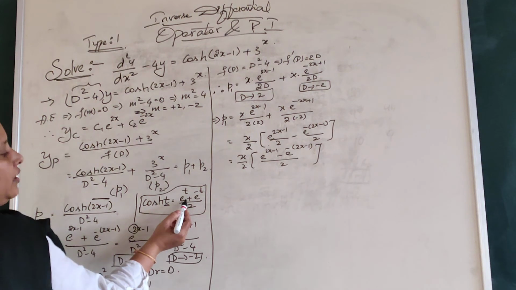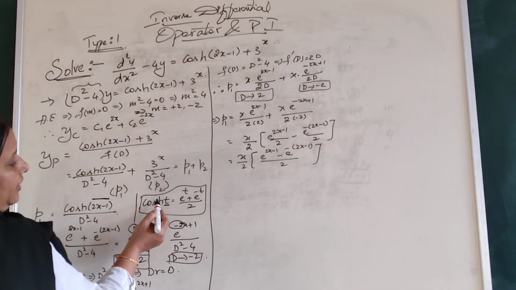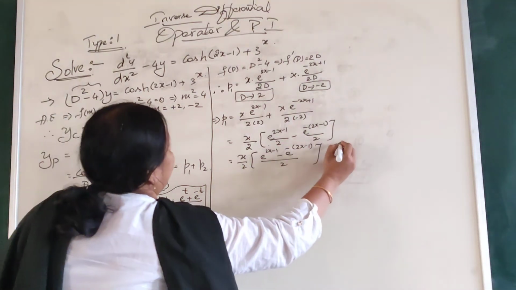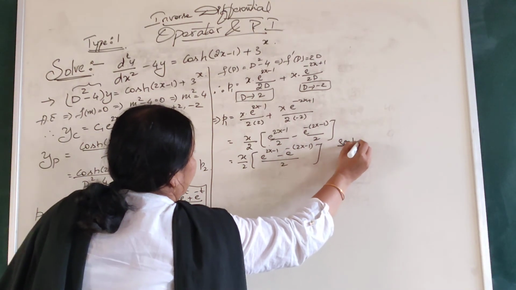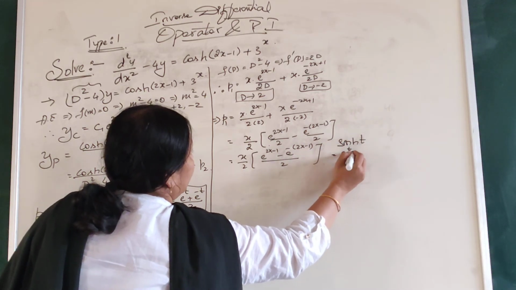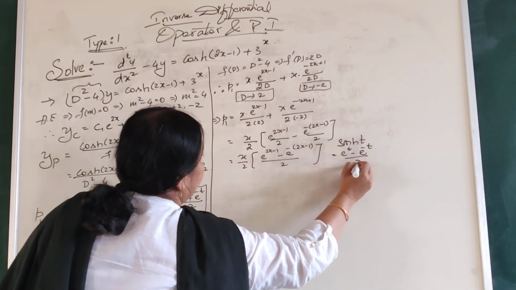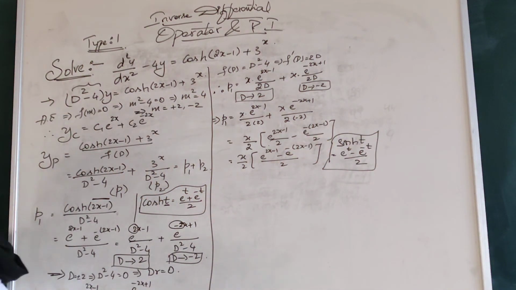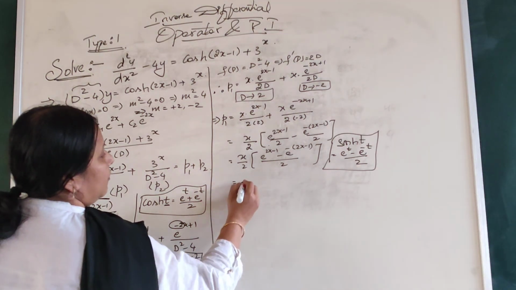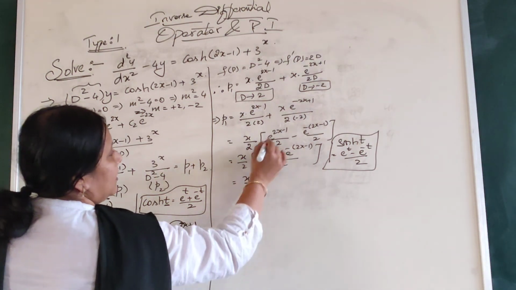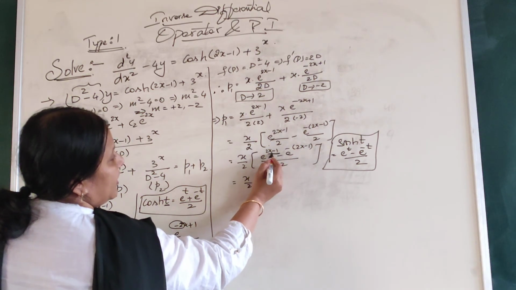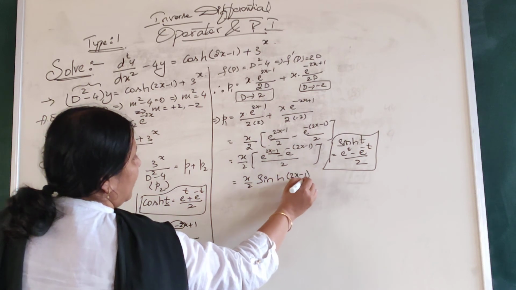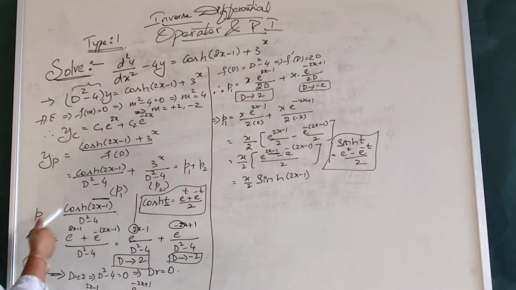What is sine hyperbolic? Sine ht is equal to e raised to t minus e raised to minus t whole divided by 2. That is the definition of the sine hyperbolic in terms of exponential terms. So this is equal to x by 2 as it is, and instead of this entire thing, t is replaced by this. So you can write it as sine hyperbolic of 2x minus 1. Okay, this is the first particular integral.